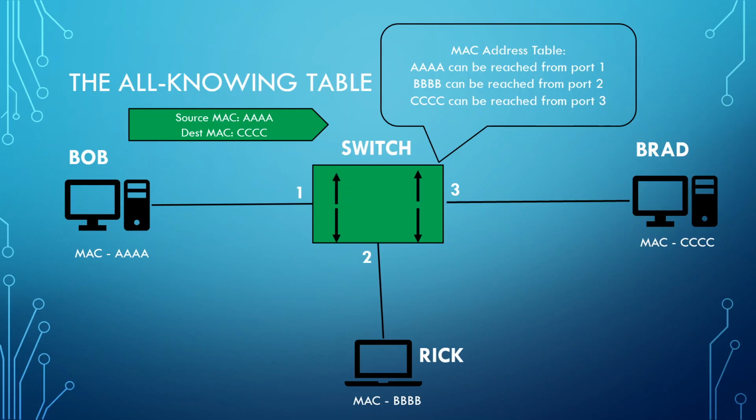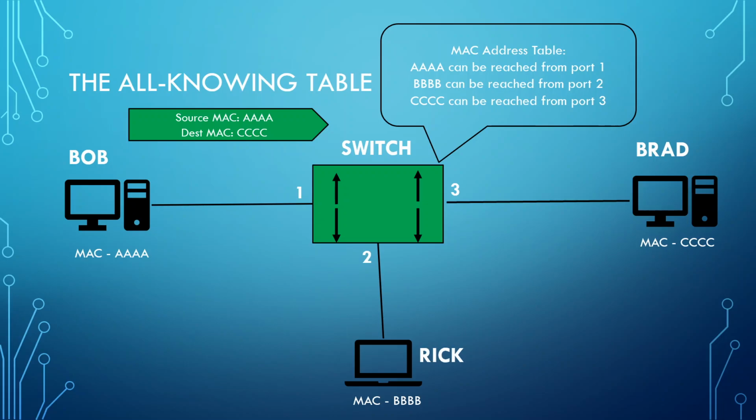So the way, like I said before, that the switch populates or builds this table is that, as Bob, Rick and Brad, it's important to know that networking devices, essentially computers and laptops, are always active on your network. They're always sending and receiving some sort of information. So Bob, Rick and Brad are always going to be active on the network, always sending data. The data coming into the switch is always going to have a source MAC address, and that source MAC address is always going to be of the person who sent it.